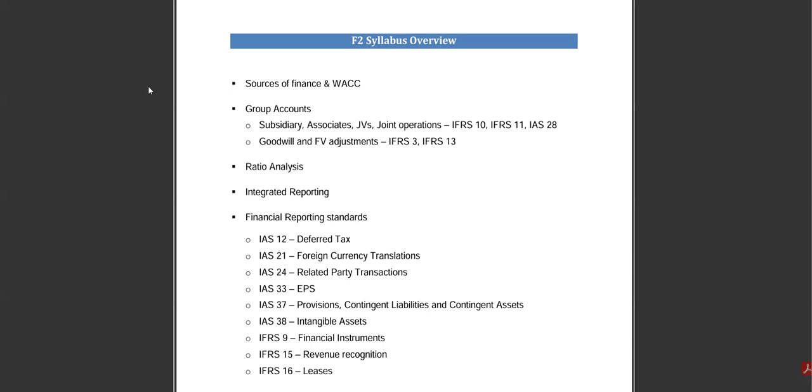So there are 5 main syllabus areas: sources of finance and WACC. Thereafter, you will have group accounts, followed by ratio analysis, integrated reporting, and financial reporting standards. So these are the 5 key areas of the syllabus.